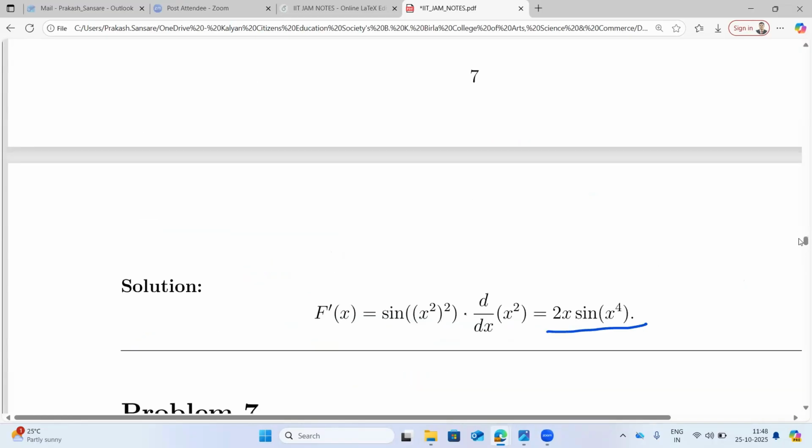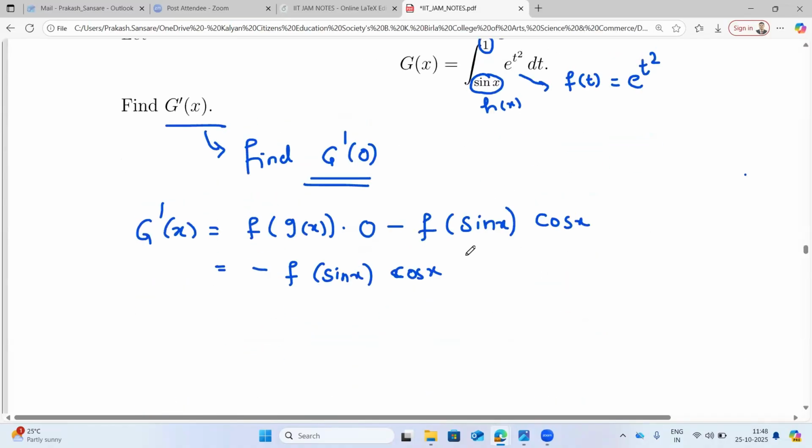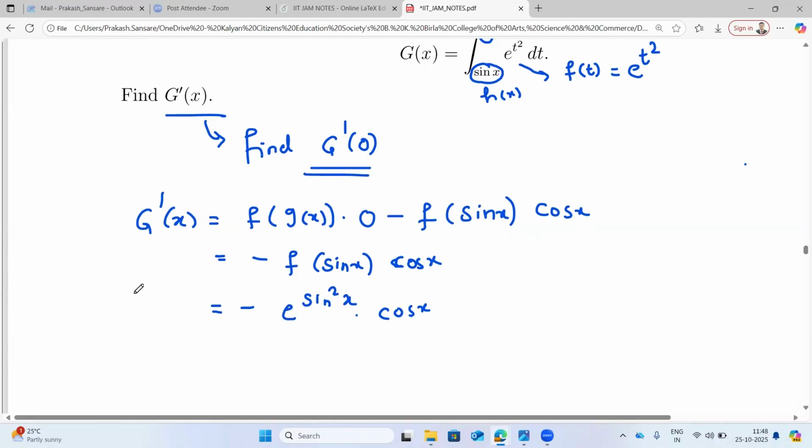Now what is f of sin x? F of t is equal to e power t square. So it will be e power sin square x into cos x. Right? So what will be g dash x? I got this: minus e power sin square x into cos x. So what will be g dash at 0? It will be minus e power sin square 0 into cos 0.